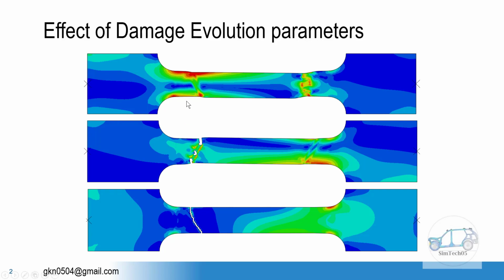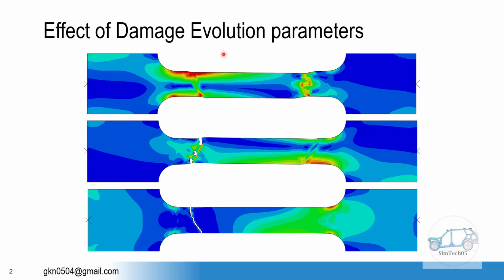Many times it happens that in the simulation, we define the proper boundary conditions and material parameters, but still we do not get the damage. Experimentally we may get damage, but in the simulation we may not get damage. The reason behind this error is the damage evolution parameter. Let me check on the laser point.